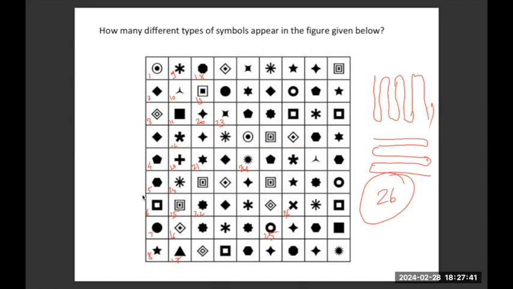Just one second, let me do a quick cross check. Just a minute, last cross checking. Okay, yeah, we're at 26. Yeah, thank you. We'll move to the next one.